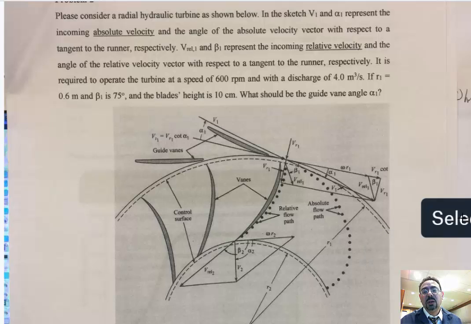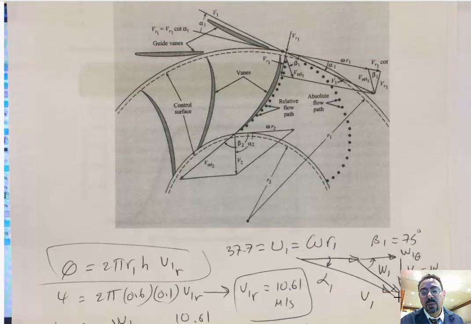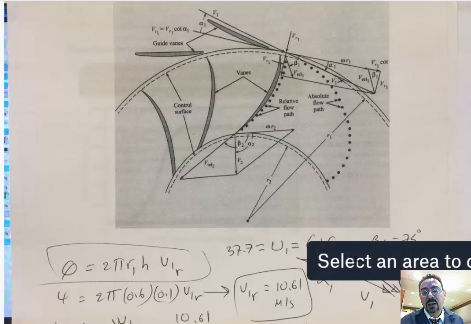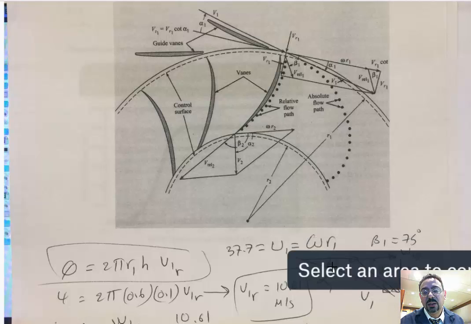Okay, so how do you think about this problem? If you want this alpha, if you want this velocity, then we probably get this angle from this triangle. Okay, let me blow up this triangle so that we can see. So here is V1, absolute velocity, and here is the omega R1, and here is the relative velocity. Okay, so U plus W equals V1, and we are after that V1.